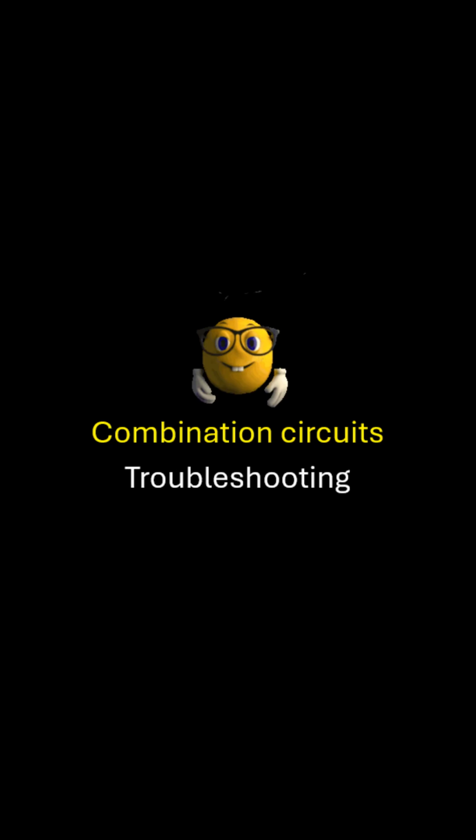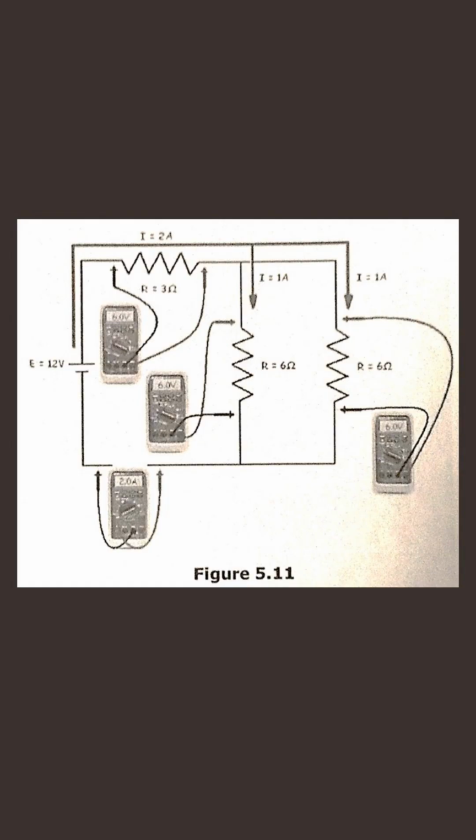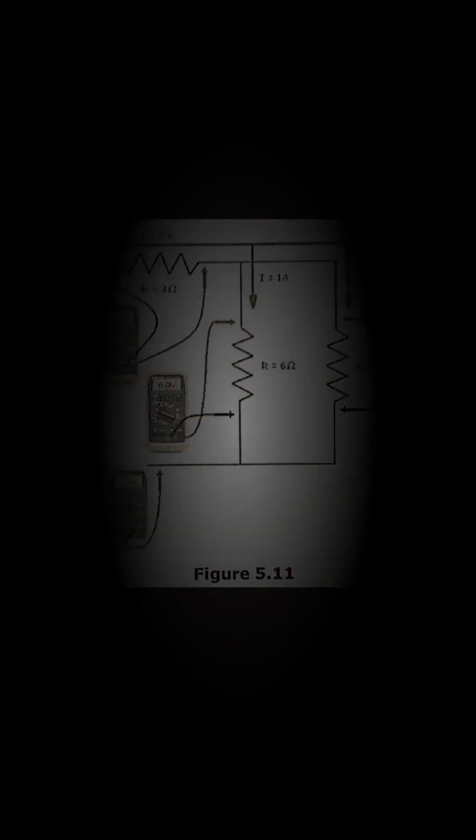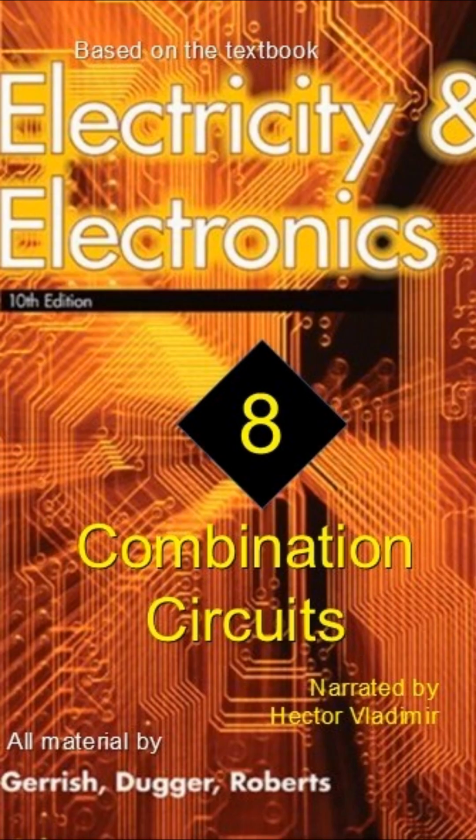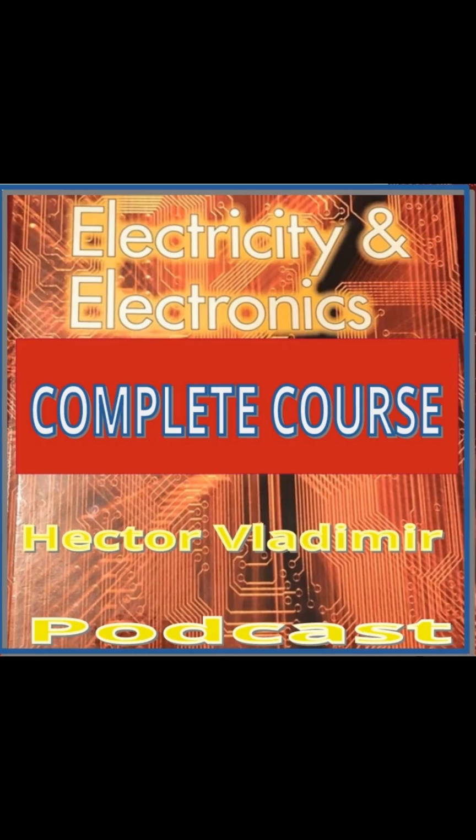Troubleshooting this type of circuit combination can be accomplished with either cold checks, resistance, or with live checks, voltage or current, depending on whether you are trying to isolate the circuit or the components. Figure 5.11. And this is the end of Chapters 6, 7, and 8 review. Series, parallel, and combination circuits.